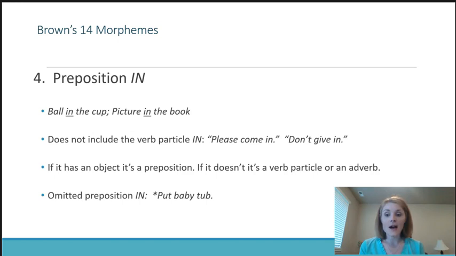And an example of a child omitting the preposition in would be put baby tub, right? So they omitted the preposition in. It should have been put the baby in the tub.